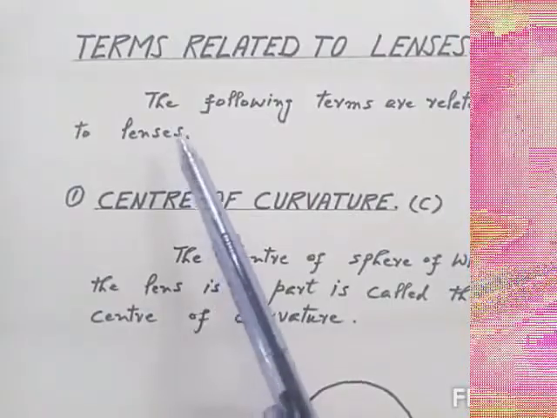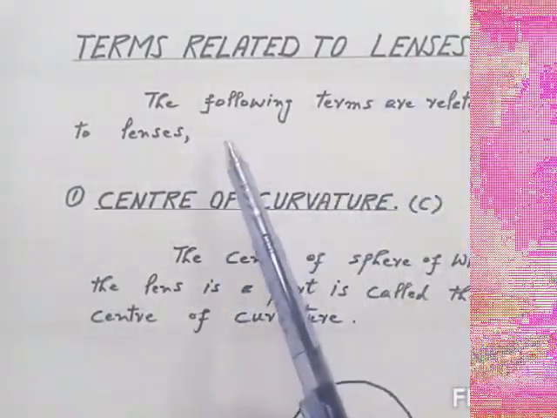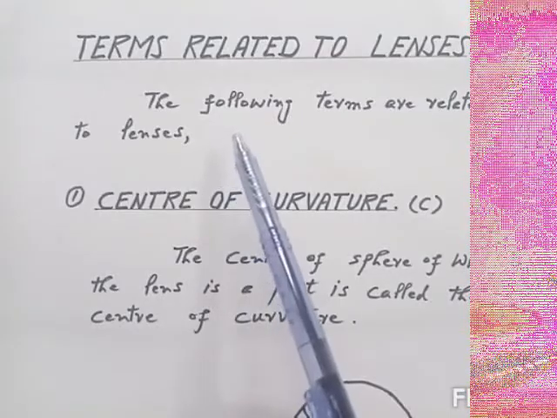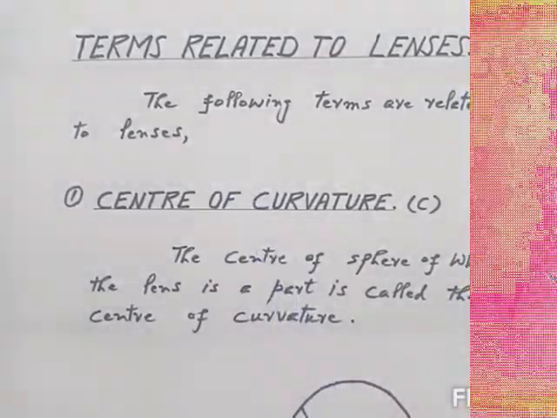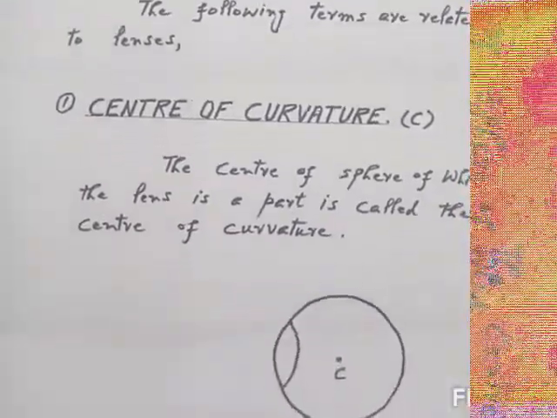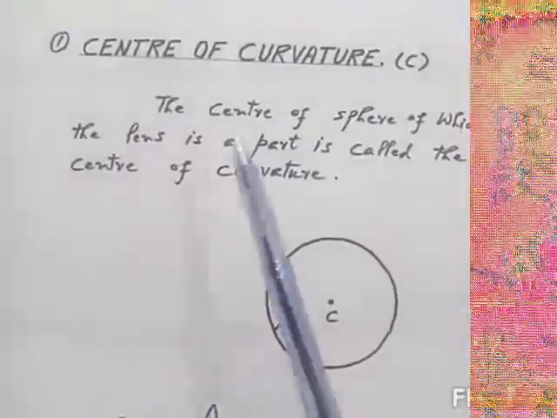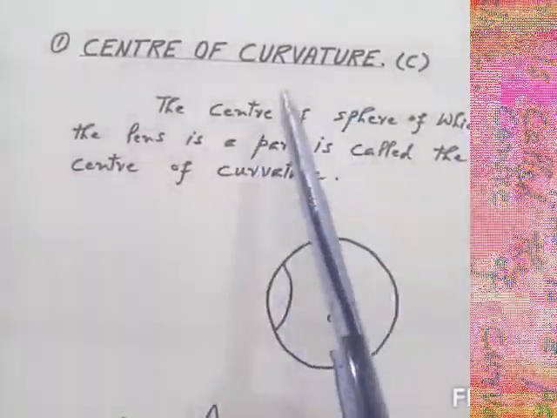The third portion of our lecture is the terms related to lenses. There are different terms which are related to the lenses. We are going to discuss these terms one by one. The first is center of curvature. What is center of curvature?